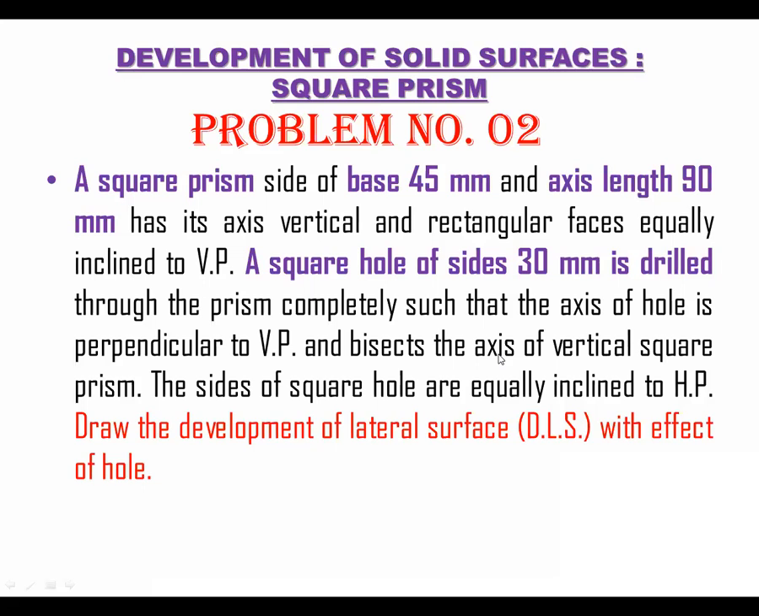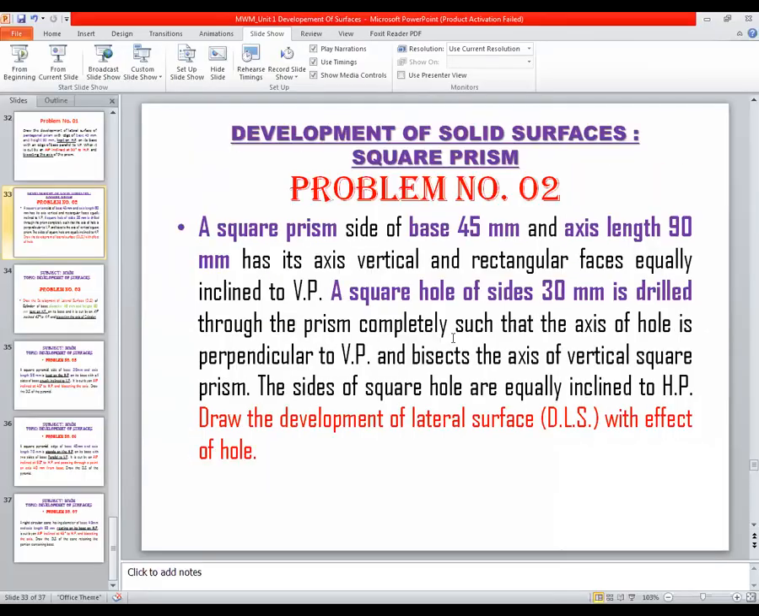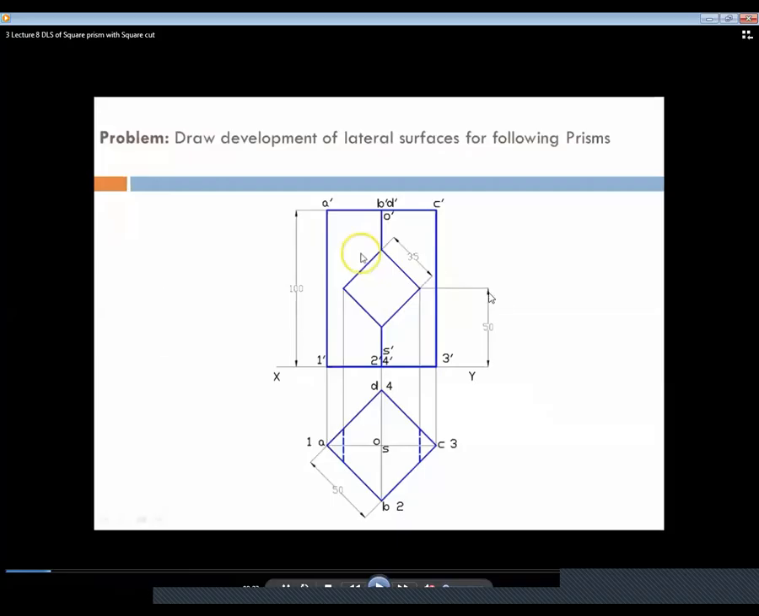I will explain you the detailed meaning of all these sentences with the help of a video. A square hole of side 30 mm is drilled through the prism completely and bisects the axis of vertical square prism. So we will see the answer of this problem with the help of video. Now I am sharing one video to you.